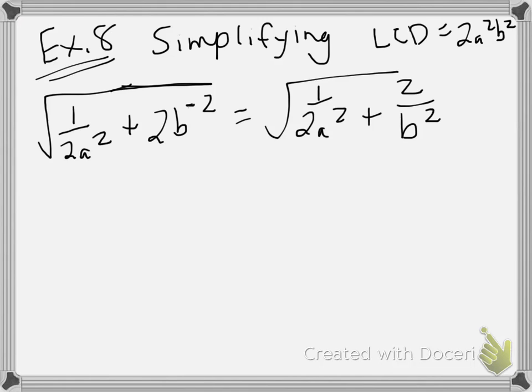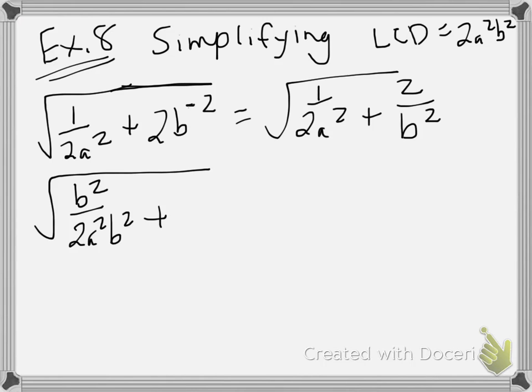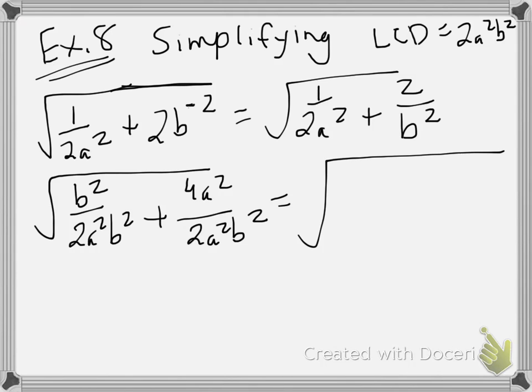So let's see, we're going to multiply the first fraction by b squared. So we're going to have b squared over 2a squared b squared plus, multiply the second fraction by 2a squared, so 4a squared over 2a squared b squared. I'm going to rewrite this a little bit to make it neater. Square root of b squared plus 4a squared over 2a squared b squared.